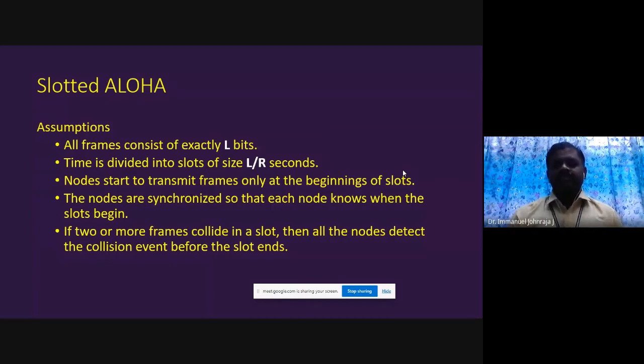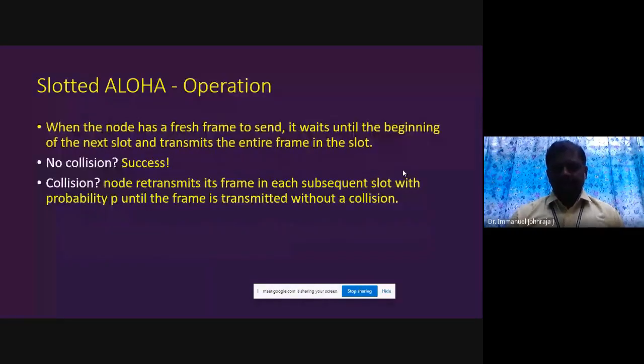If there is a collision, then it should be known to everyone. But anyway, these are all the assumptions. How does it operate? Very simple. Have the data? Wait for the frame to start, send it. If there is a collision, wait for a subsequent frame, probably with a random amount of time. If there is no collision, success.